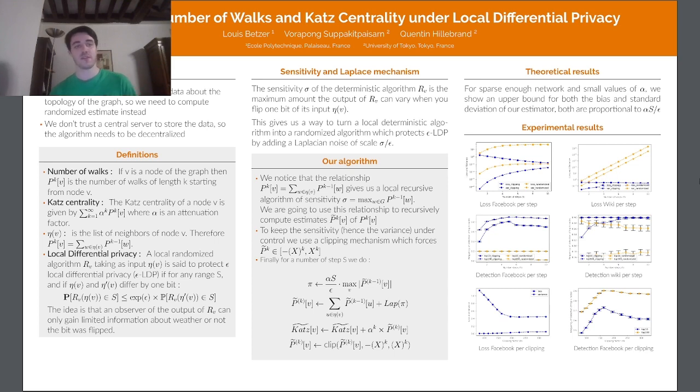And it's going to send this data to a central server, which can then do some computation with the data because it's already protected from a differential privacy point of view. And so even the central server cannot have access to the particular edges of our graph.